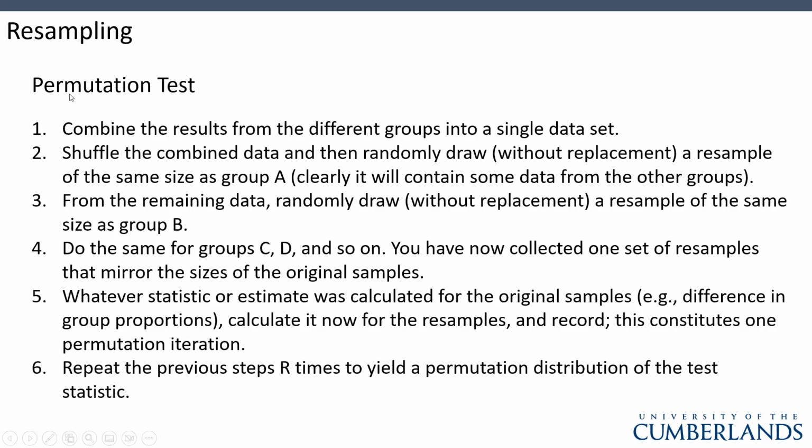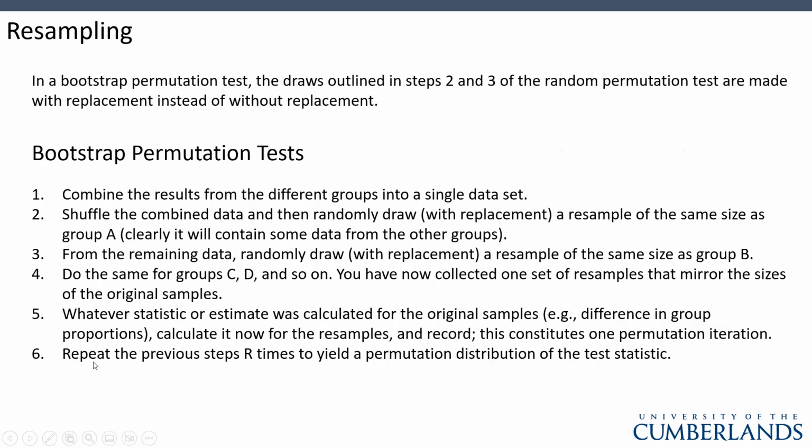Okay, so this is the permutation test, where you would have these 6 steps here. So just make sure that you read through all of these. Along with the bootstrap permutation test, where you combine the results from the different groups into a single data set, you shuffle and combine and then randomly draw from the remaining data, and then you do the same for groups C, D, and so on.